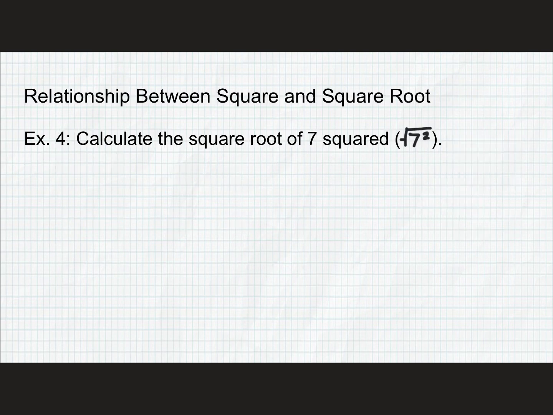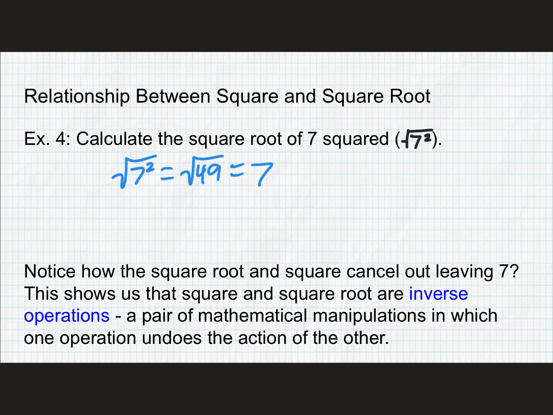In order to figure out the relationship between square and square root, we're going to try another example. Let's calculate the square root of 7 squared. Now, 7 squared is 7 times 7, or 49. And what is the square root of 49? Well, it is 7. Now, notice how the square and the square root cancel each other out, leaving us with just 7. Well, this shows us that the square and square root are inverse operations. They are a pair of mathematical manipulations in which one operation undoes the action of the other. Now, make sure you've got all that written down because we are going forward.